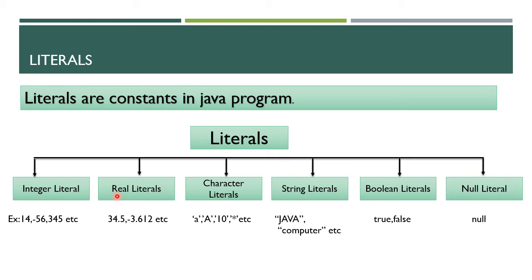So, these real literals are also called floating point literals. Example, 34.5, minus 3.612, etc. These literals are called real literals. Next one is character literals.